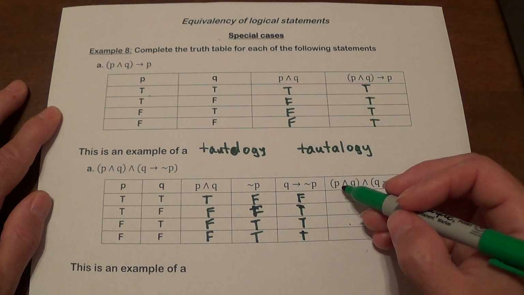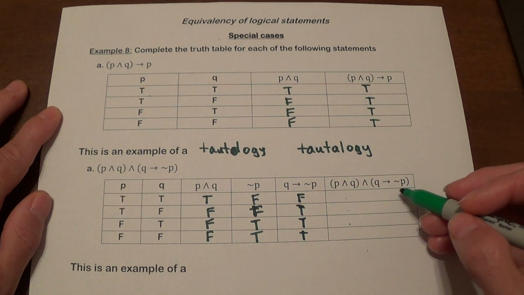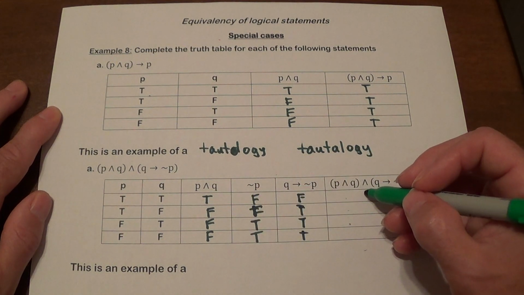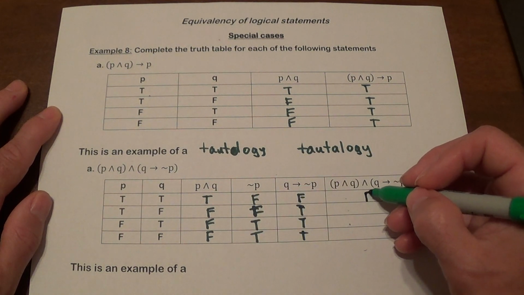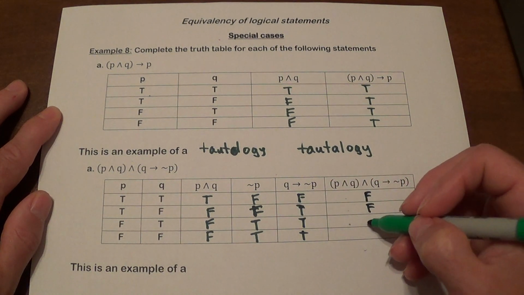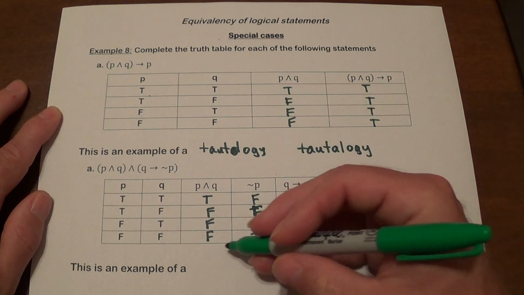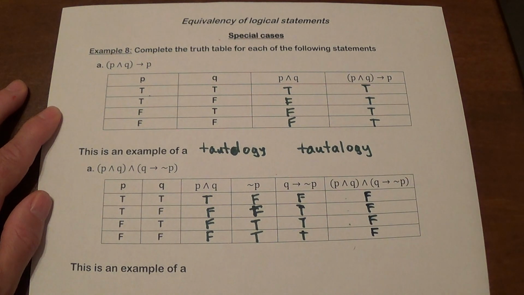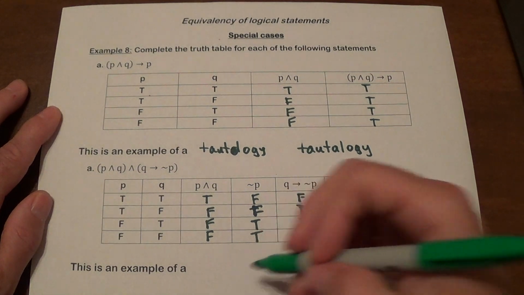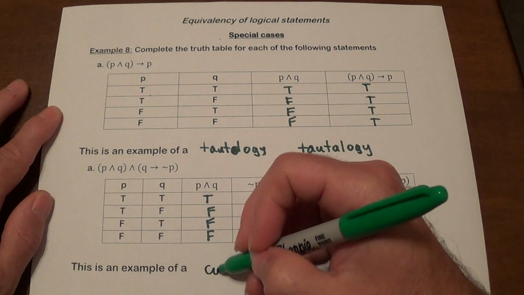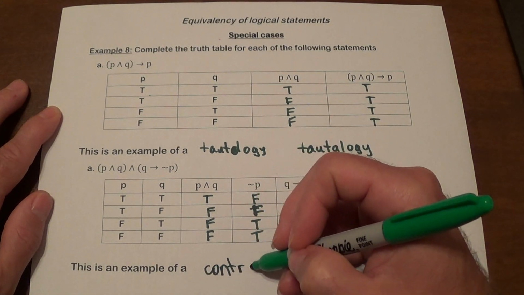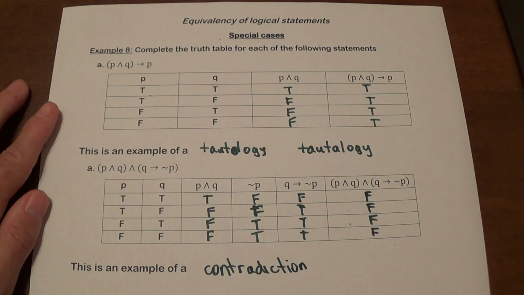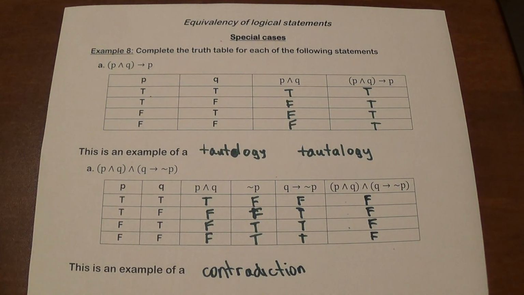And now we have our final statement. So we're looking at these two, T and F is going to give us F, F and T is going to give us F, and F and T is going to give us F. So all of them are false. This is an example of a contradiction, which means this is a completely false statement.